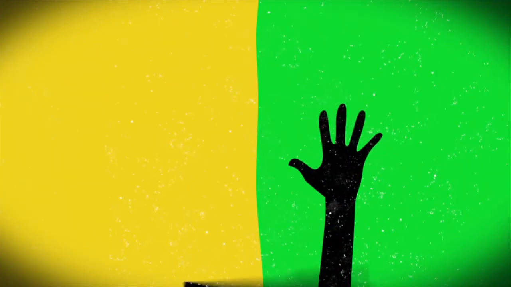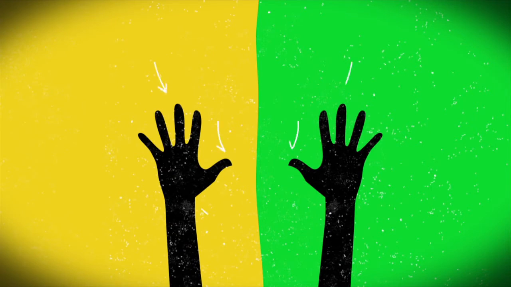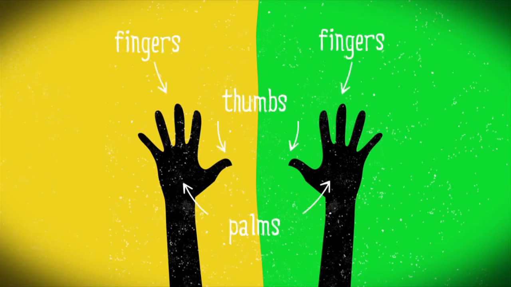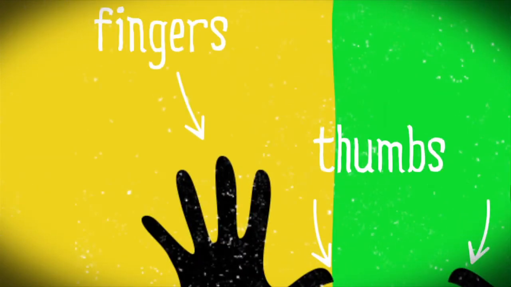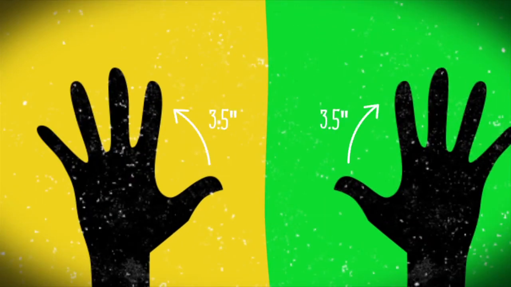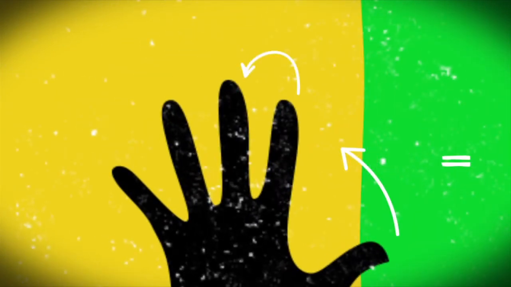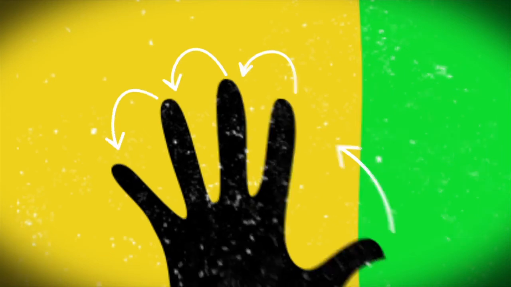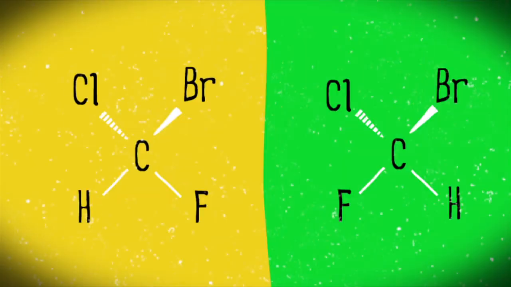Now take a look at your hands. Notice that your two hands have all the same parts: a thumb, fingers, a palm, etc. Like our two molecules under study, both of your hands are made of the same stuff. Furthermore, the distances between stuff in both of your hands are the same. The index finger is next to the middle finger, which is next to the ring finger, etc. The same is true of our hypothetical molecules. All of their internal distances are the same.